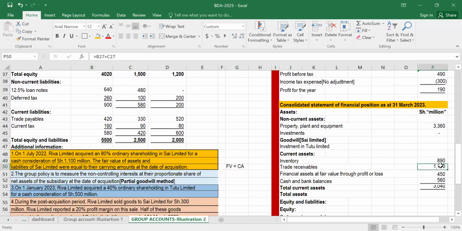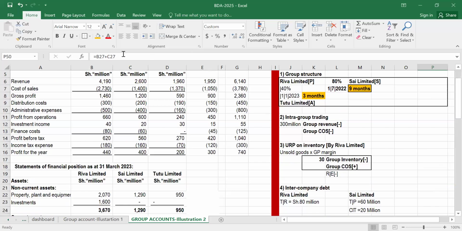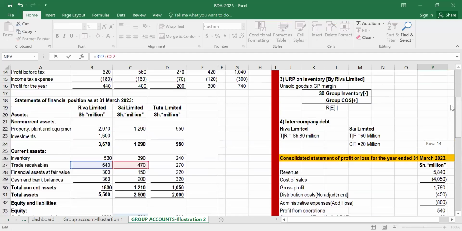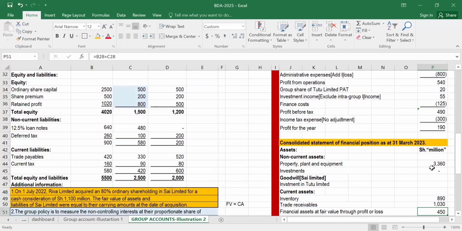Then trade receivables, do we have an adjustment for this? Yes, because we have an amount of intercompany debt. So we say we're going to deduct the amount of intercompany debt from the group receivables. How much? 80. So 80, that is what we are going to deduct. We enter.